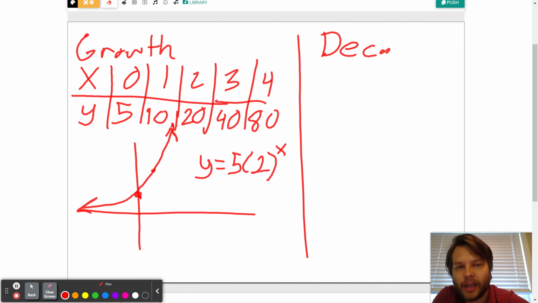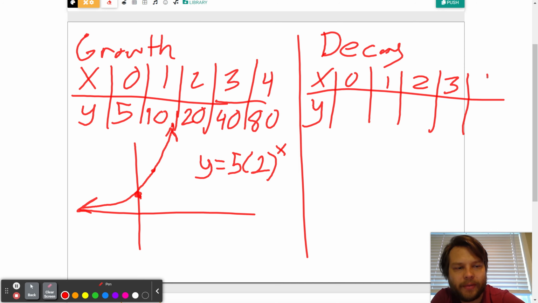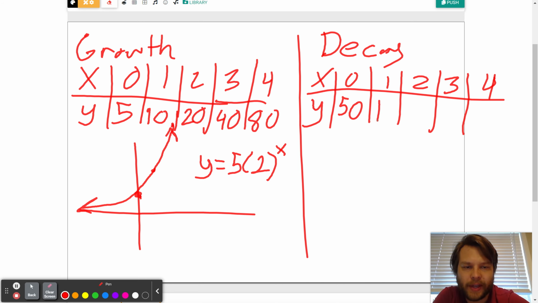Then an example of decay. Same sort of thing here. I'm going to make an x y table. I want you to look at it and see if you can discern what I am multiplying by. It might feel like division, but really you can think of it as multiplication. Let's start with y equals 50. Then we'll go down to 10, then down to 2. Can you see what we are multiplying by here?